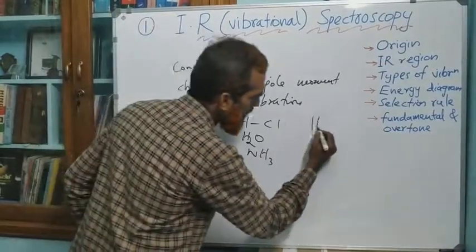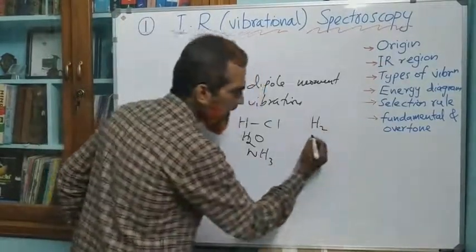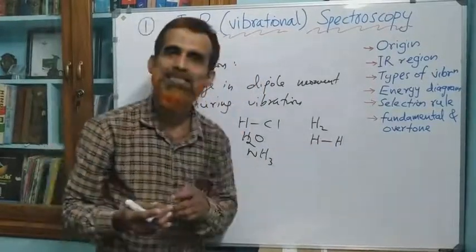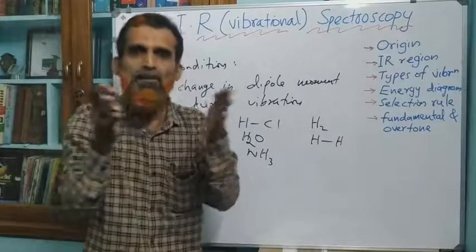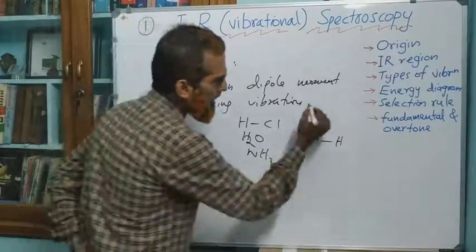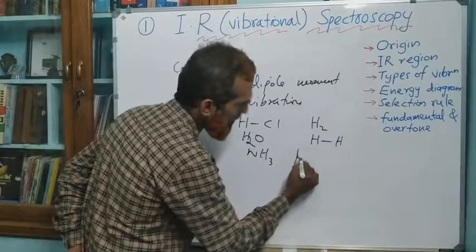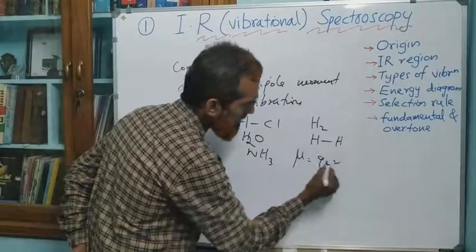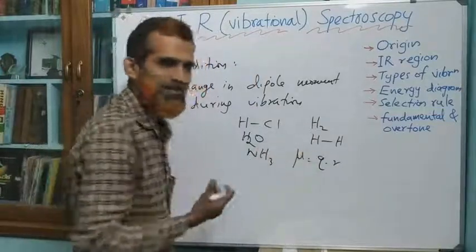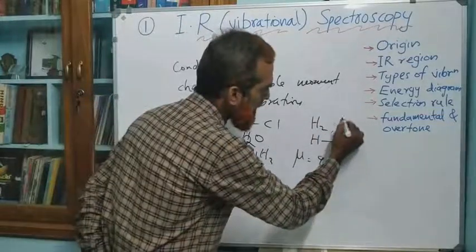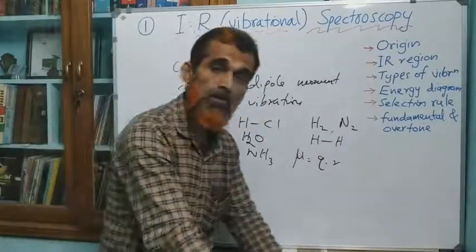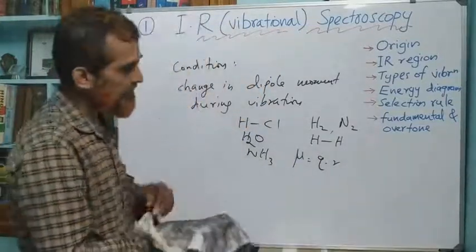Whereas what about the molecule H2? It is non-polar, right? There is no polarity because both atoms are the same. Even if it is vibrating, there will be no change in dipole moment. Remember, dipole moment is given by the equation mu equals Q times R, charge times the distance between the charges. There is no charge at all. Like that, N2, F2, all homonuclear diatomic molecules will be IR inactive.